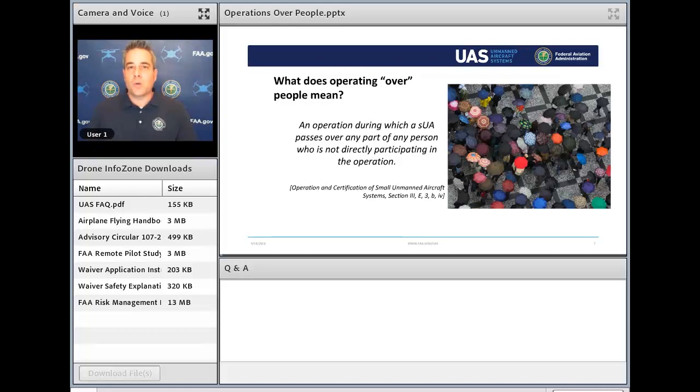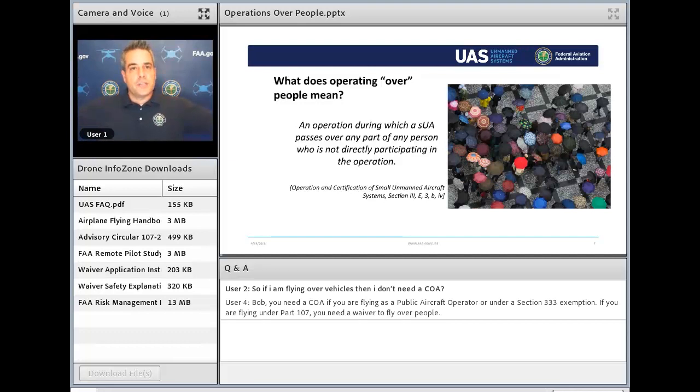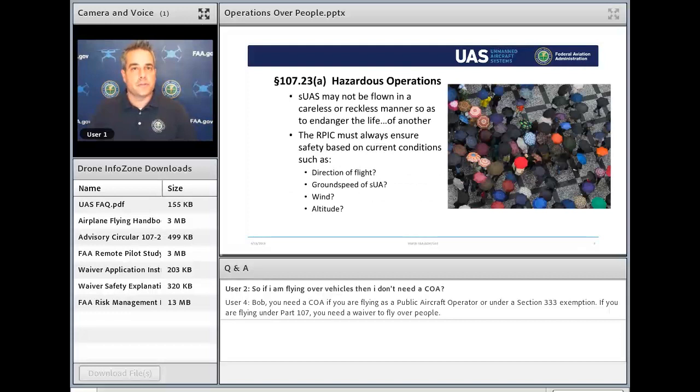So let's talk about over. The simplest way to think about this is to extend an imaginary cylinder around a person that extends vertically into the airspace. If your small unmanned aircraft were to pass through that cylinder that surrounds that individual, you would have been considered to be operating over that individual. Now, that cylinder can change shape, it changes diameter a little bit, so to speak. If the person's arms are to their side, or if the person's arms are extended out wide, or if they're laying down on the ground, obviously the cylinder is going to have some different diameters or shapes to it.